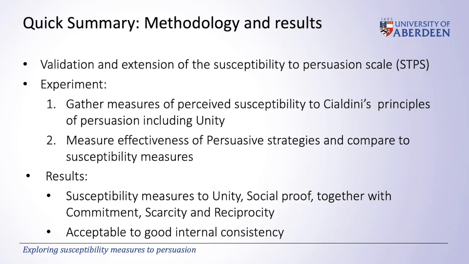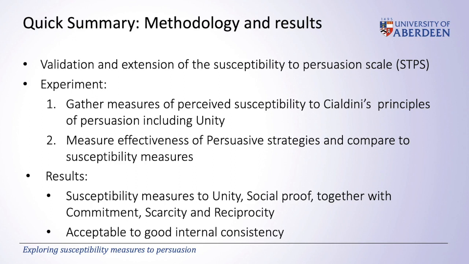So we conducted an experiment with a view to validating and extending the susceptibility to persuasion scale, and this experiment consisted of two stages. In the first stage, we gathered susceptibility measures to all 7 Cialdini principles, and in the second stage, we applied persuasive strategies based on these principles and compared the behavioural outcomes to susceptibility measures gathered in the first stage of the experiment.